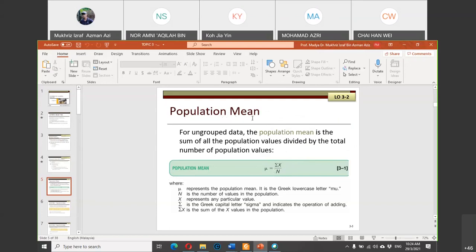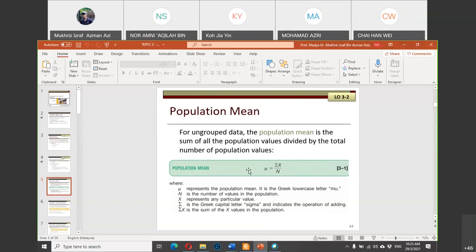So we start with population first. You will see throughout the syllabus from chapter 3 until chapter 10, the syllabus will usually be divided into two parts. The first is we're going to cover the population. What if the data belongs to a population? What is the formula and what is the symbol that we use? And then what if your data belongs to the sample? What is the symbol and what will be the formula? Sometimes the formula will change if you are using sample. Sometimes the formula does not change. Only the symbol changes.